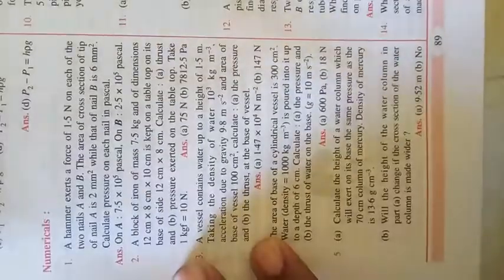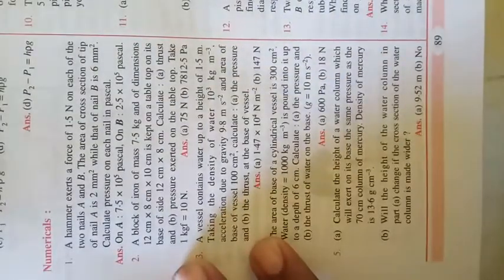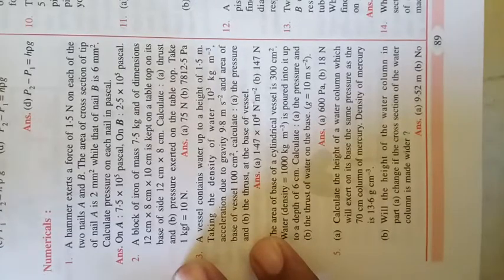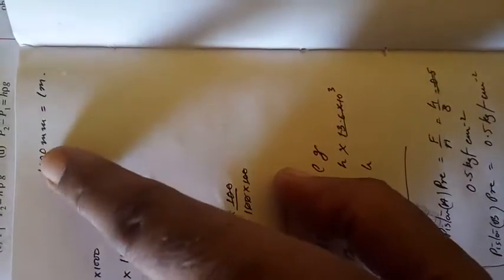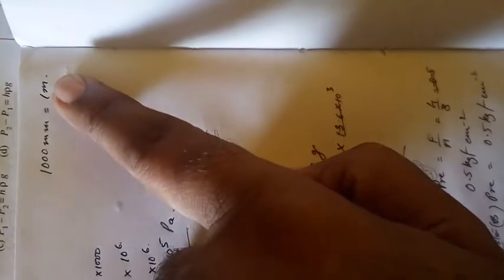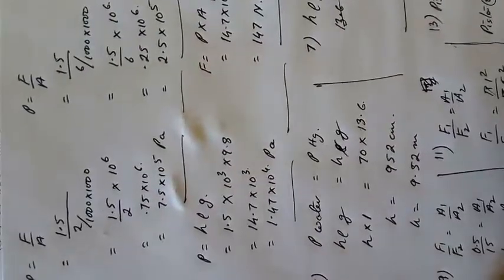Right, the first one says a hammer exerts a force of so many Newton on each of the nails A and B. Area of cross section: nail A 2 mm square, nail B 6 mm square. Calculate the pressure on both the nails. Now this is Newton and this is millimeter square. So 1 millimeter is 10 to the power minus 3 meter. So if I have to express it in Pascal, that is Newton per meter square, I'll have to convert the millimeter into meter square. So that is how it works.